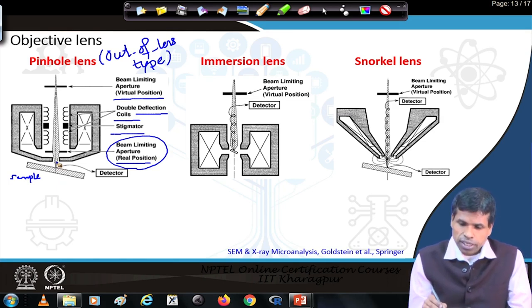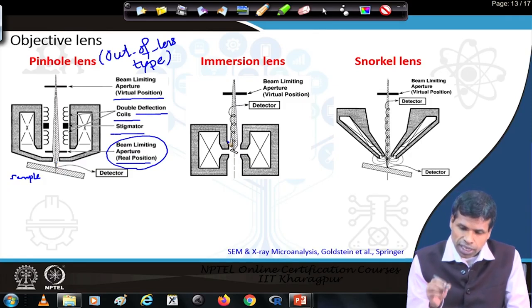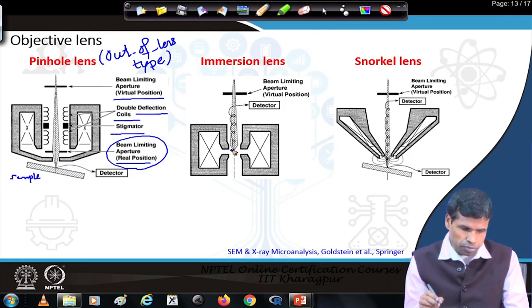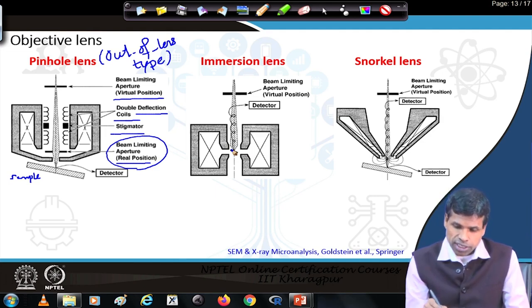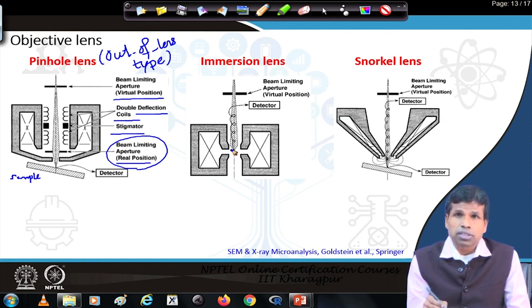Then we have an immersion lens. In the immersion lens, the sample is placed within the lens system. As you see, the sample is placed within the lens system. So you cannot take a very large sample. But it has the advantage that you can have a smaller working distance, or the focal length can be small, and that allows us to get a high resolution image. You will see how. Having a smaller working distance means we will have a larger angle of aperture. With a larger angle of aperture, we can have a much finer spot of the electron beam, and a much finer spot of electron beam will provide us a high resolution image.